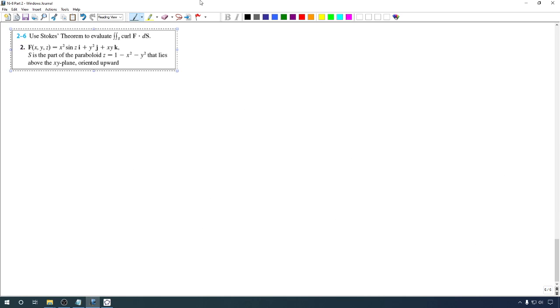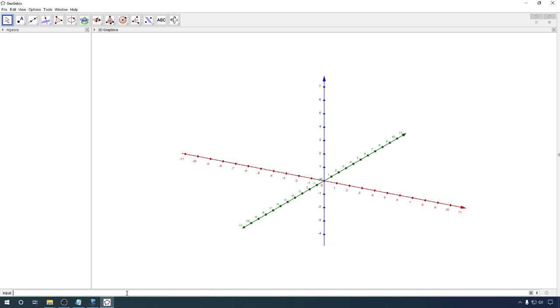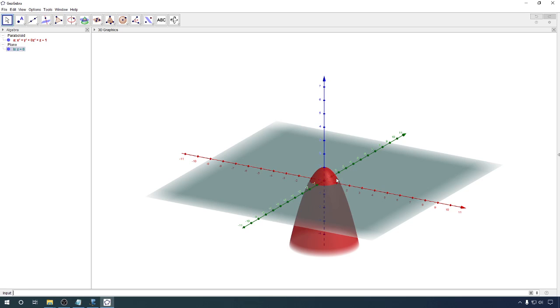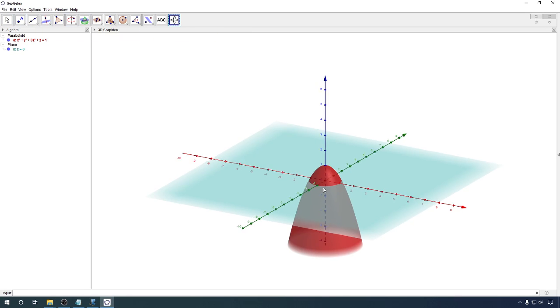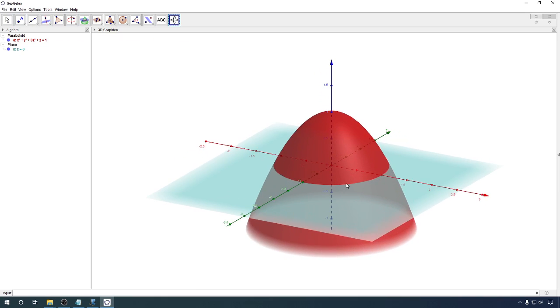And for our last problem of this, we're going to do essentially the same thing. We've got a particular vector field. We want to integrate its curl over the surface, where the surface is part of the paraboloid z equals 1 minus x squared minus y squared that is above the xy plane. If we go ahead and plot that thing, we have this, which we're only looking at the part above the xy plane, so we'll put that in there, and zoom in on the part that's actually relevant.